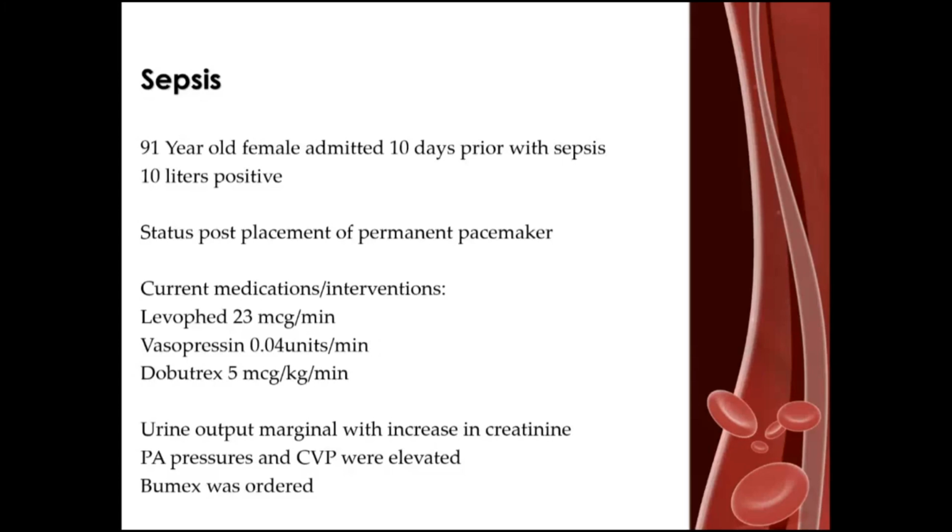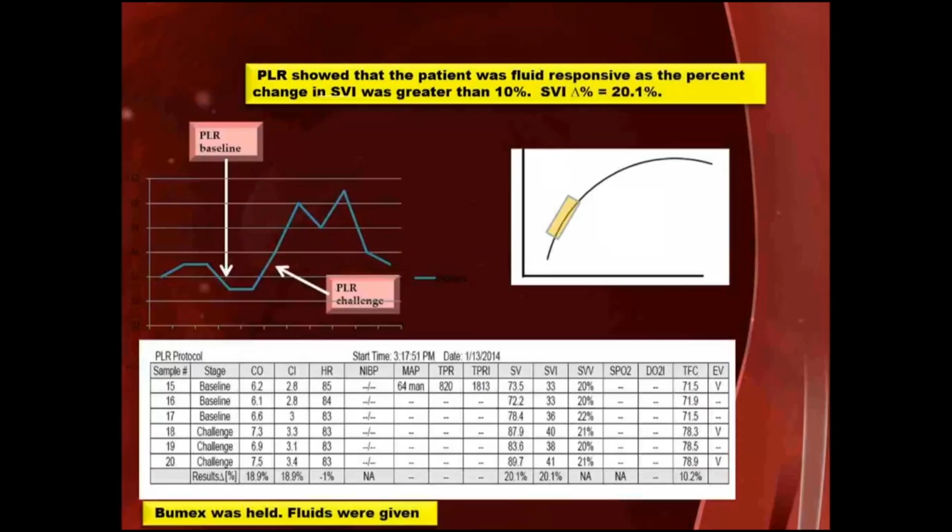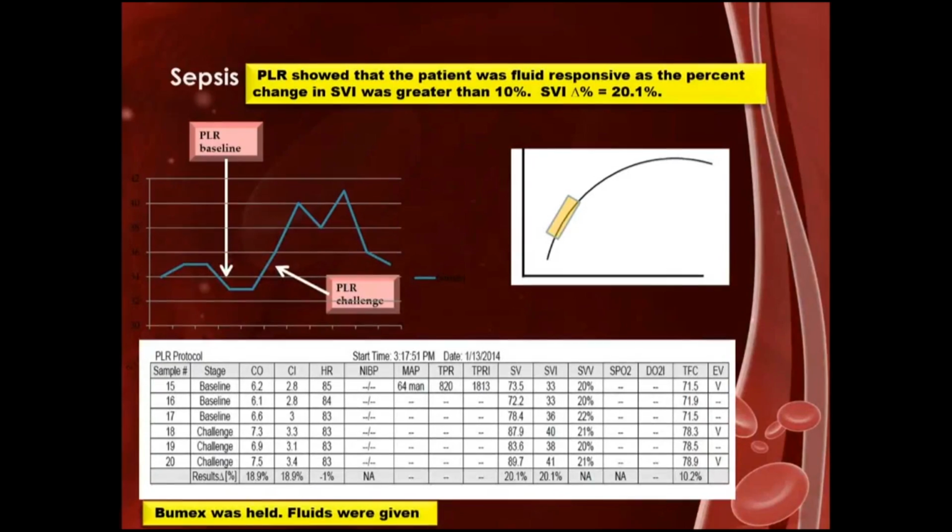At that time, she had a Swan in, and her PA and CVP pressures were actually elevated. So clinically, it looks like this patient is overloaded. And what they were going to do is diurese this patient with Bumex. So we actually attached a Cheetah NICOM, and we did a passive leg raise on this lady.